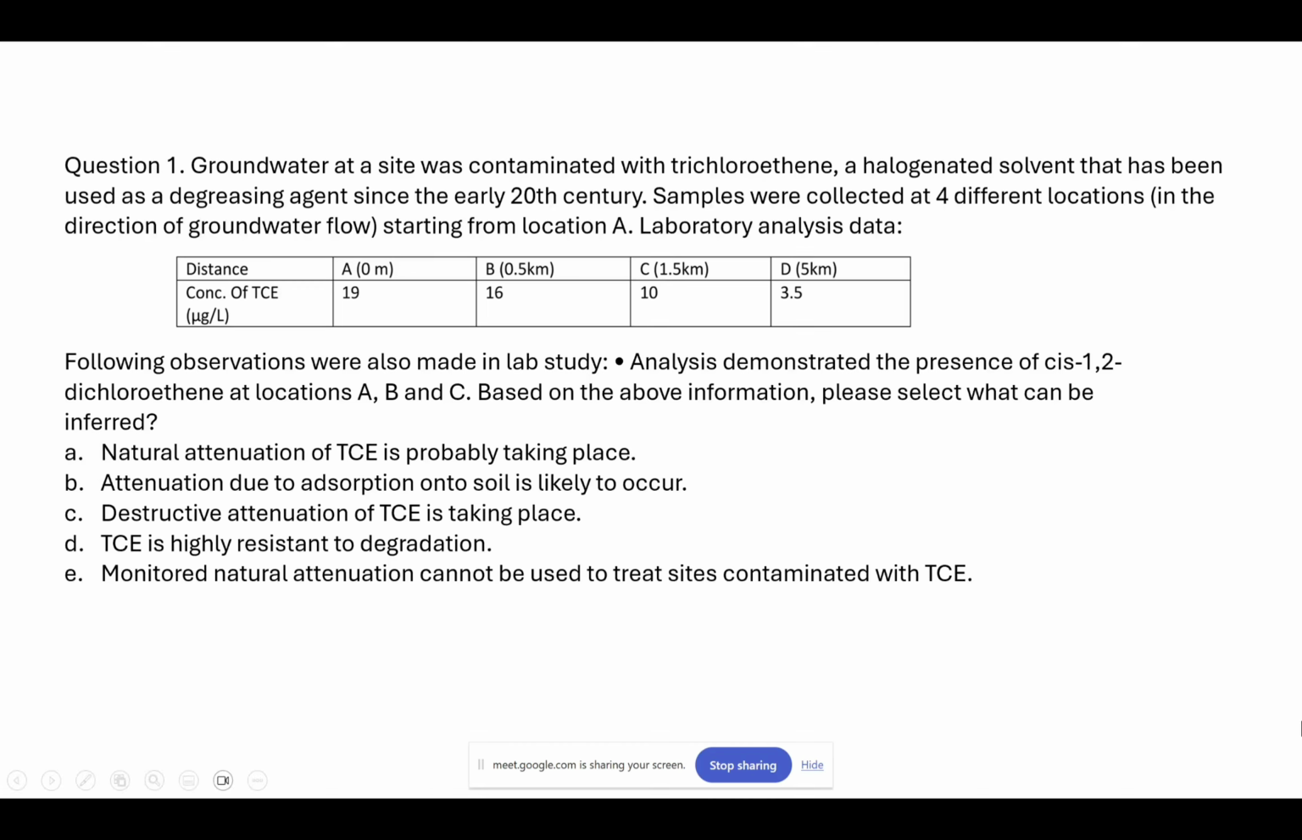Here we can see that in the statement it is given that the analysis demonstrated the presence of cis-1,2-dichloroethene at locations A, B, and C.